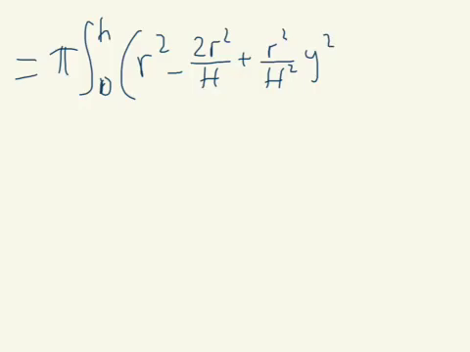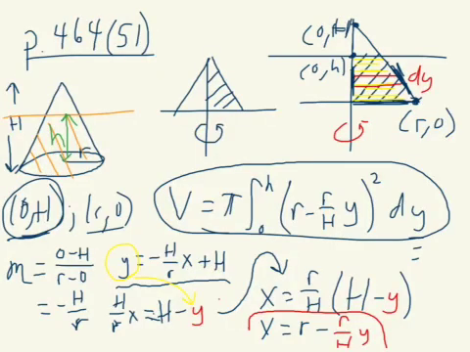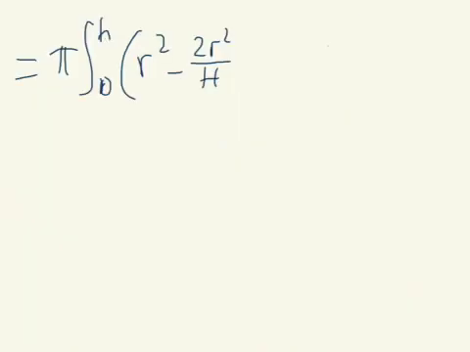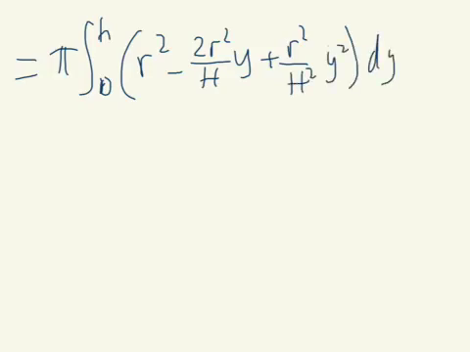Okay, let me check. Sorry, I realized I had a problem with my key, so that was my delay there. So you notice I've erased some things. So I'm back to r squared minus 2r squared over h, and I left off this y here. So y plus r squared over h squared y squared dy. Okay, that should be right.